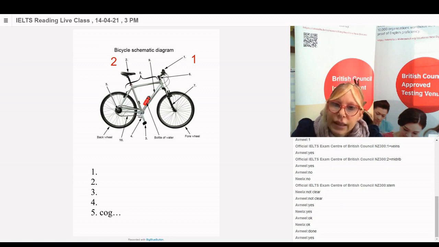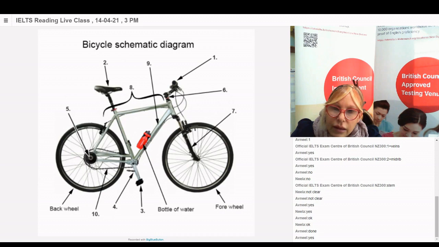Number 4 is pointing to something here by the pedal. Number 5 is referring to something, a black circle there. Number 6 is referring to part of the handlebar. Number 7 is referring to that part there. Number 8 is referring to that whole piece across there. Number 9 is referring to that part there. And number 10 is referring to that part there.